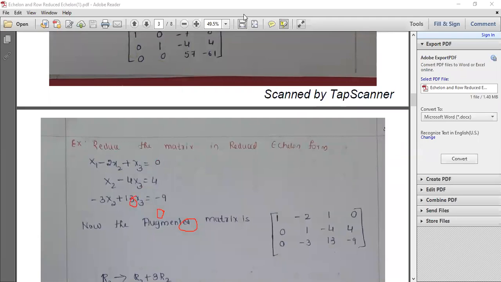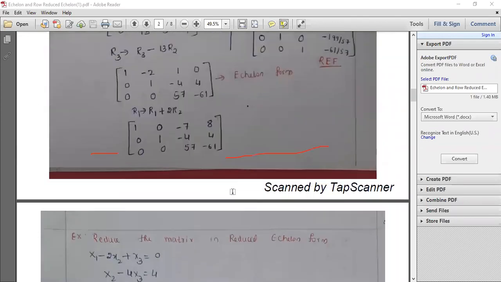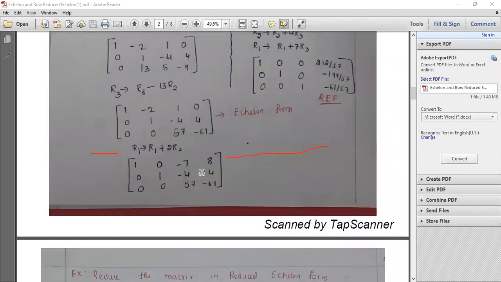If you see "reduce the matrix in reduced echelon form," remember, don't confuse this "reduce" with that "reduce." If they ask you to reduce the matrix in echelon form, then you know you have to stop at this point. There is no need of going further.